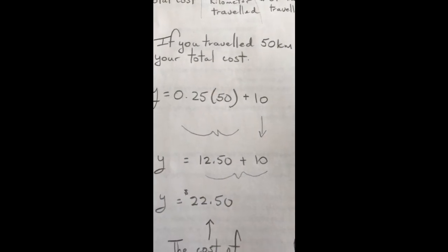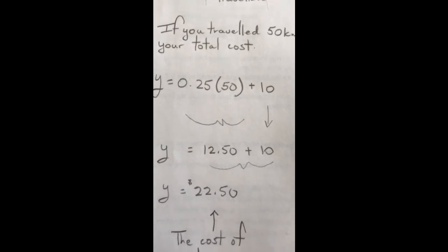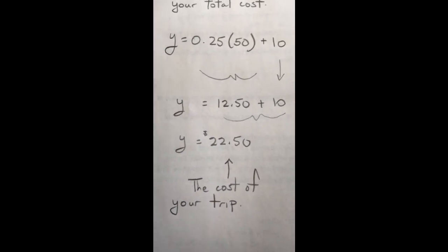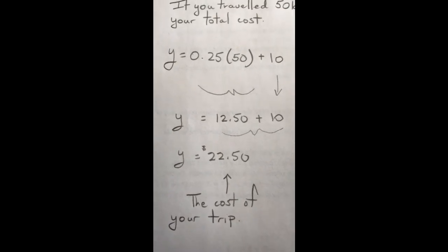$12.50 plus 10, $22.50. Now we know the cost of our trip. $22.50, and we figured it all using an algebraic equation.